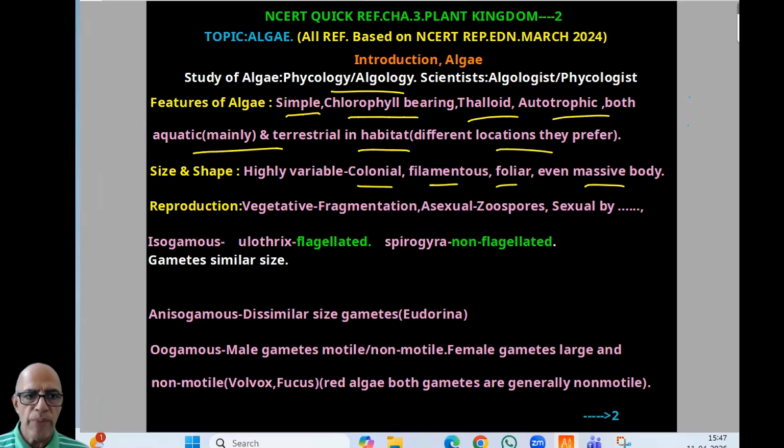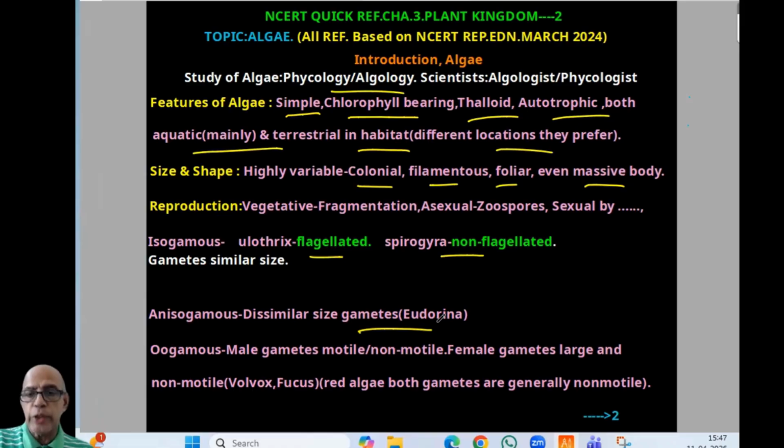Oogamous is the highest form. Isogamous means gametes will be similar in size, and can be flagellated or non-flagellated. Flagellate example is Ulothrix, important. Non-flagellate example is Spirogyra. Isogamous means similar size for gametes. Now, next is anisogamous: dissimilar size in gametes, example is Eudorina, direct NCERT.